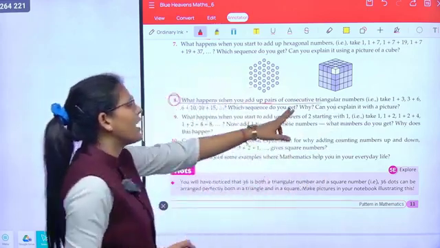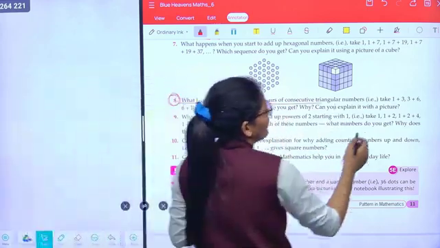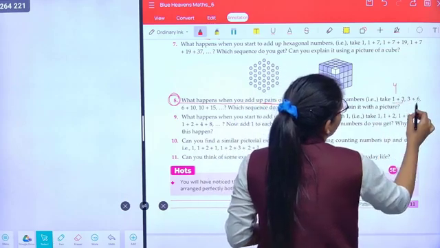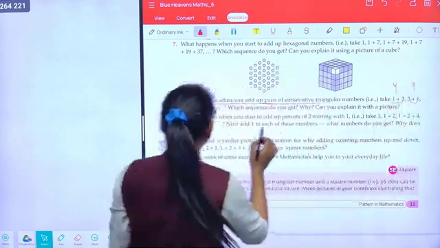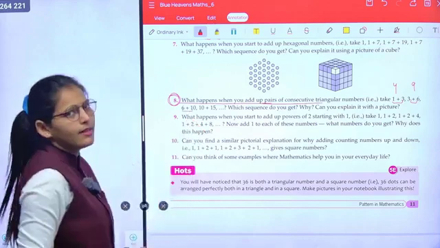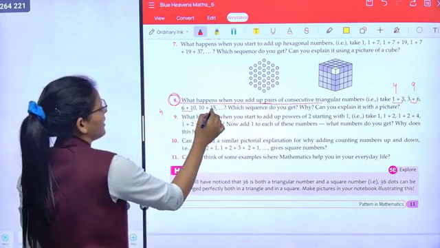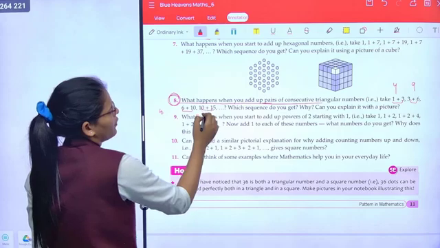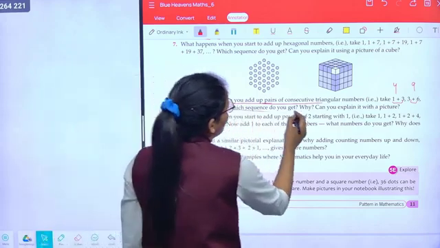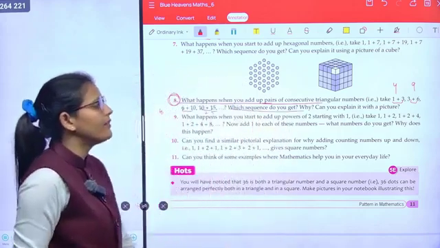Pairs of consecutive triangular numbers, that is take 1 plus 3 is 4, 6 plus 3 is 9, 10 plus 6 is 16, and 10 plus 15 is 25. Which sequence do you get? Why? Can you explain it with a picture?